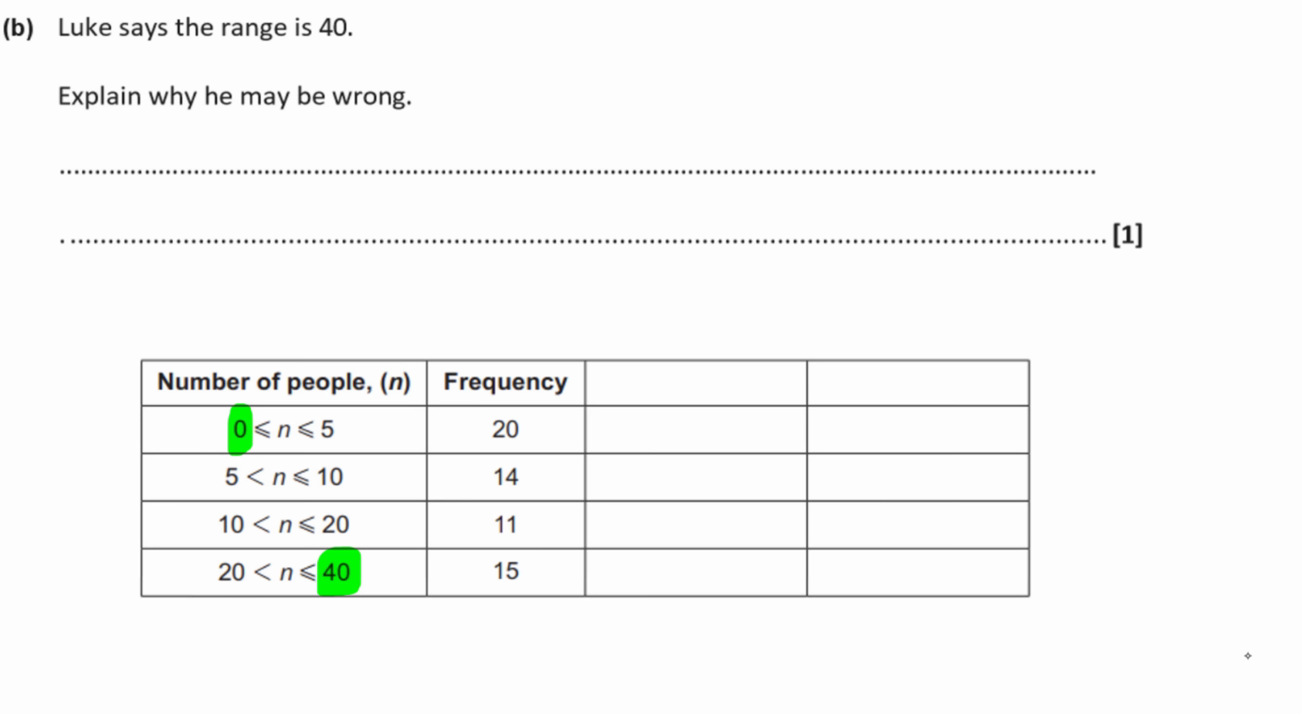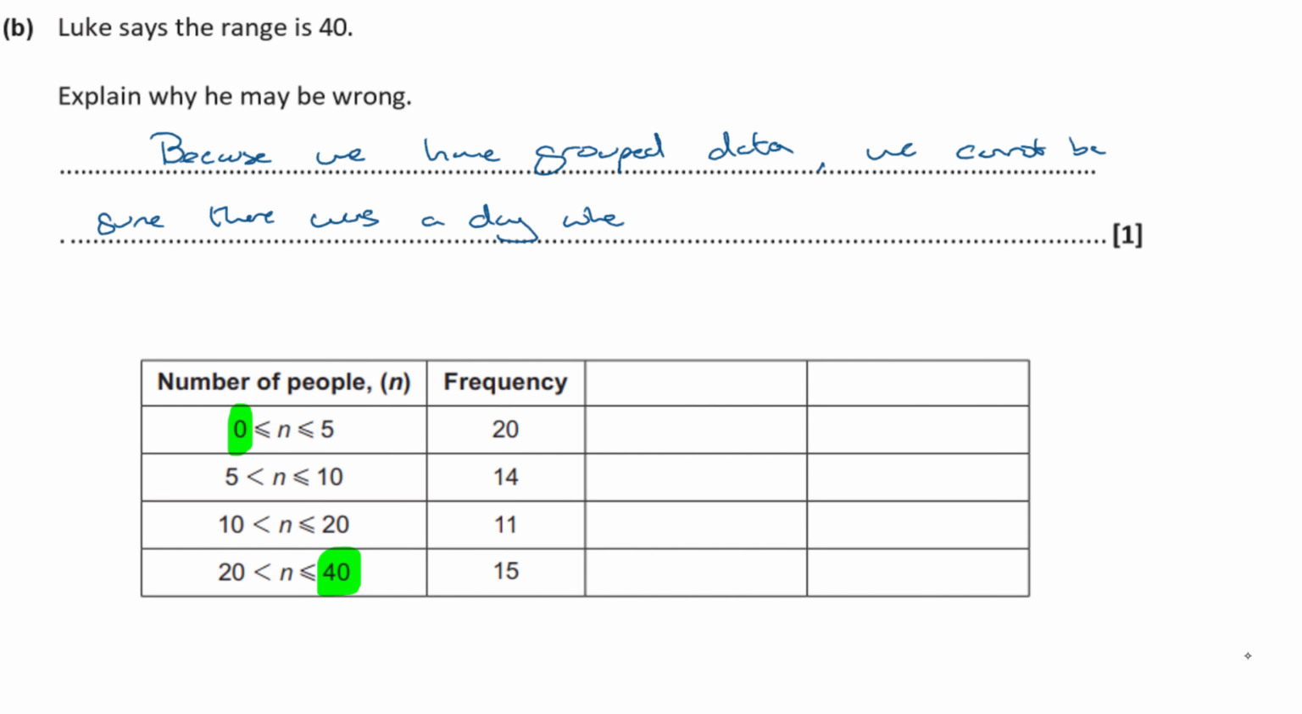So, because we have grouped data, we cannot be sure there was a day when 0 people visited and 40 people visited. Okay, I think that will do. I think that's clear enough.